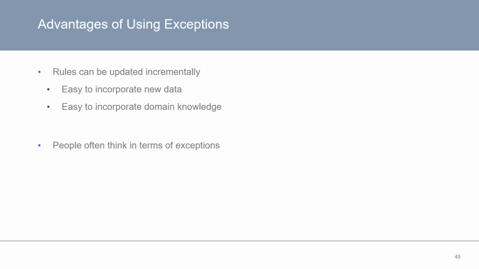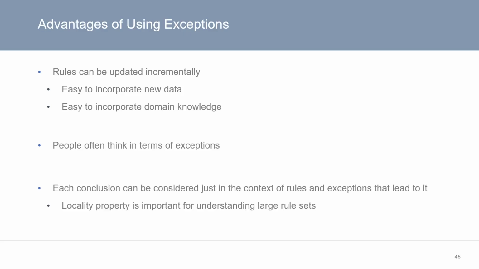In terms of interpretability, people often think in terms of exceptions. Further, each conclusion can be considered just in the context of the rules and exceptions that lead to it. This locality property can be important for us understanding and interpreting larger rule sets. What we'll call normal rule sets don't offer the same level of transparency in terms of interpreting the rule base.